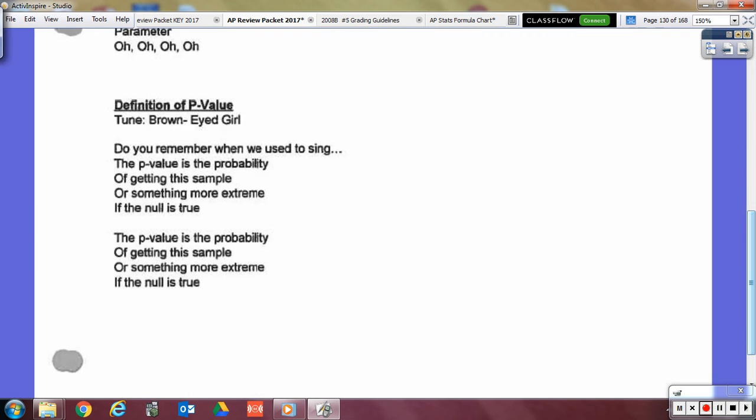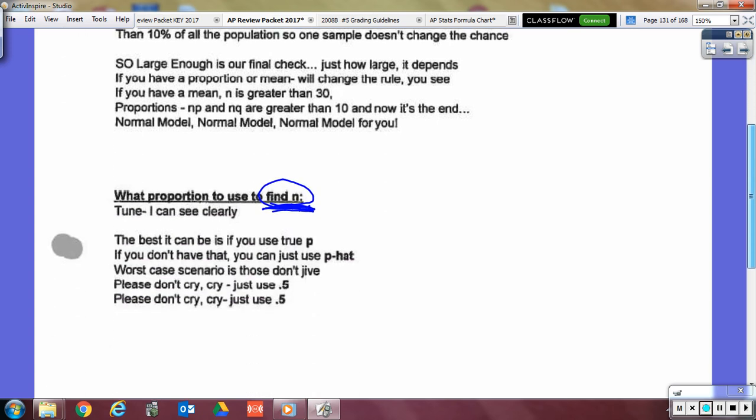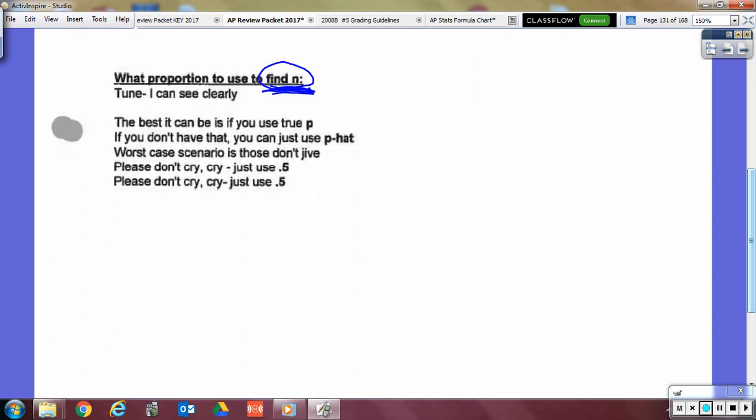Okay, you know your brown-eyed girl p-value? The p-value is the probability of getting this sample or something more extreme if the null is true. All right? We don't do this assumption song because it's slow and boring. And this, what proportion to use to find n, is the one that SoundCloud won't let me put up there because they say I'm ripping off some copyright.